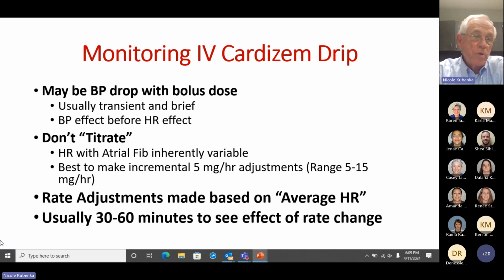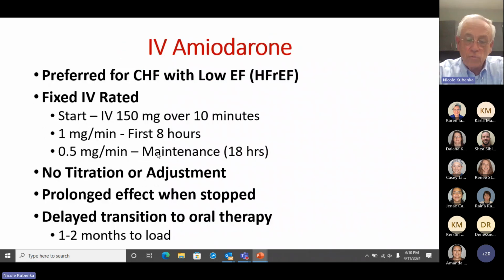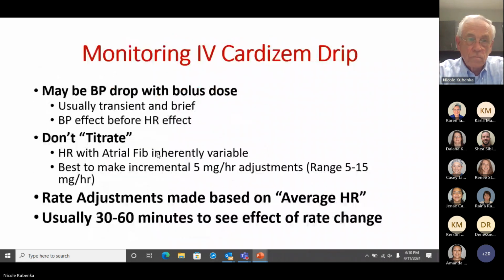So as I said, sometimes you may get a little drop in the blood pressure when you give that first bolus dose. It's usually pretty mild and pretty brief. I don't usually worry about that. We'll talk about that some more later, but usually it's not a problem. And again, you don't titrate based on a specific heart rate. You make incremental adjustments based on sort of average heart rate. And if you change the dose, you got to wait 30, 60 minutes to see if you're going to get what you want.